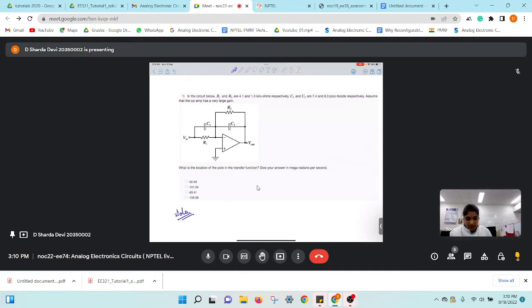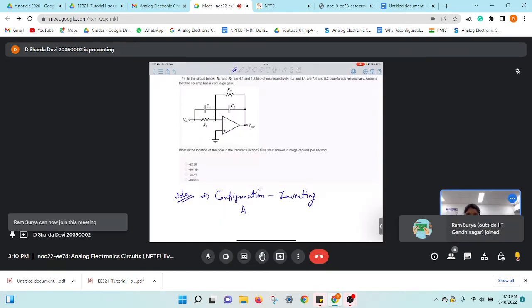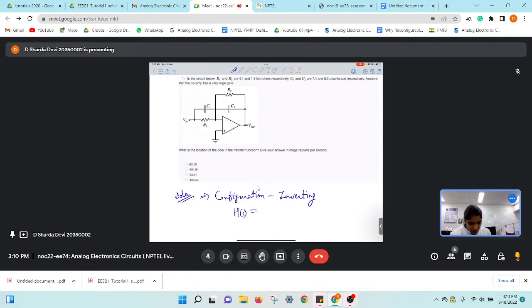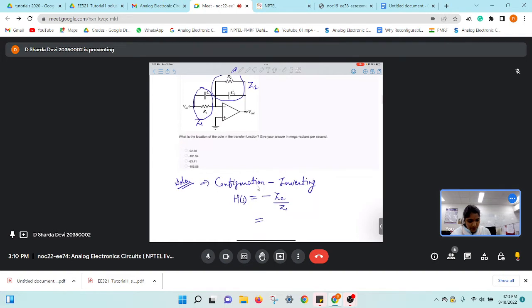It will be Z2 upon Z1. First, we need to consider what the configuration is. It is an inverting op-amp. When we say inverting, we know that H(s) equals minus Z2 by Z1, where Z2 is this and Z1 is this. So simply we'll substitute these values, and finally what will be the expression for H(s)?